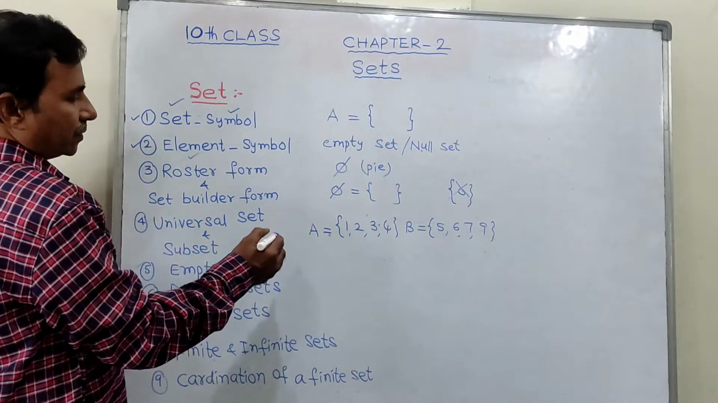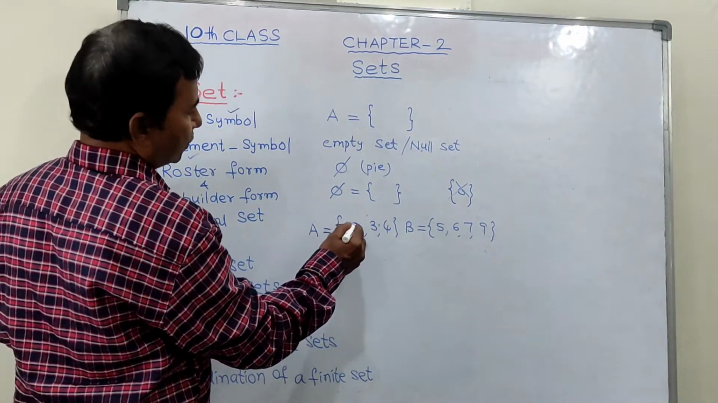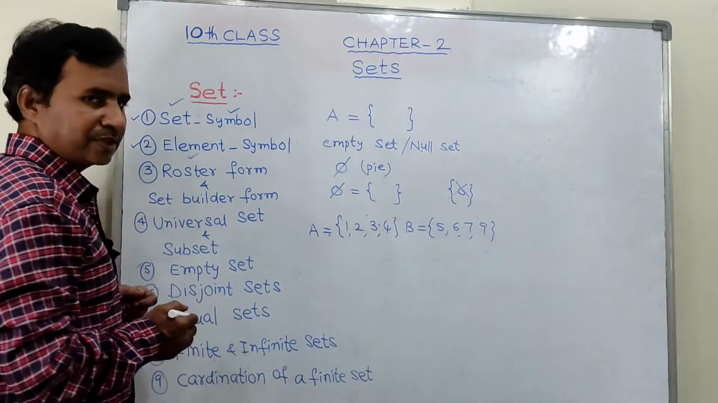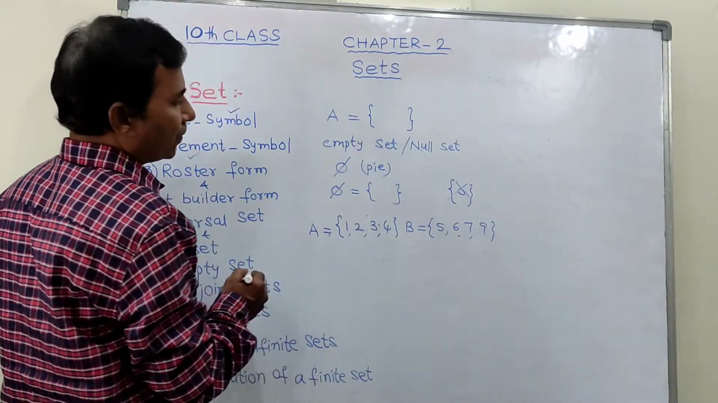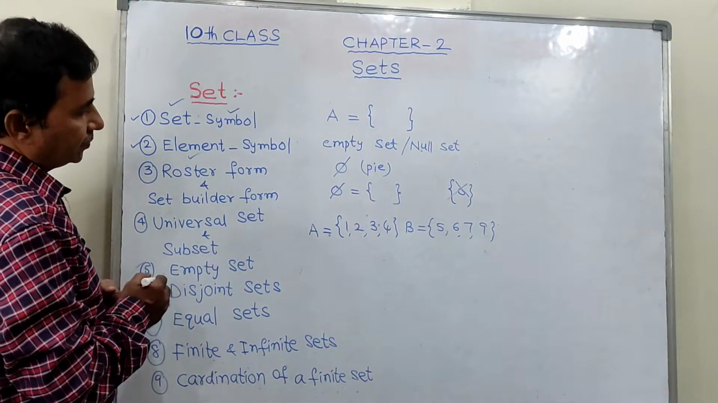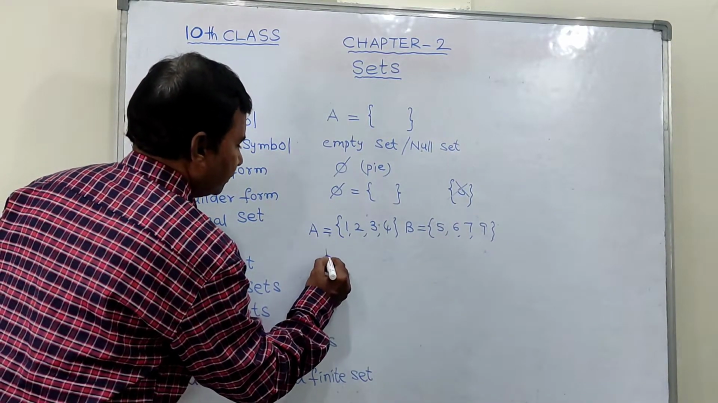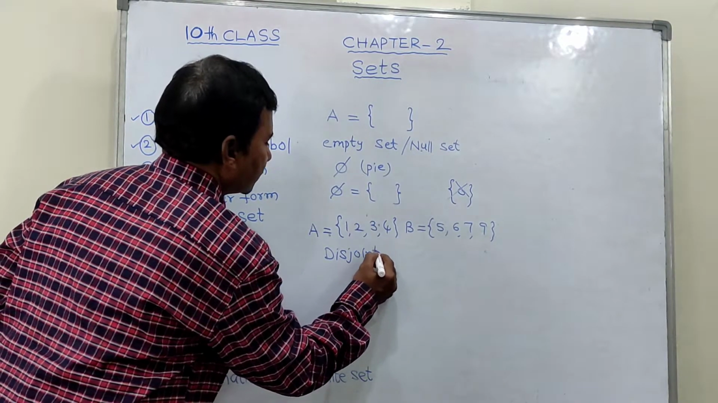If you observe, are there common elements between these two? 1 2 3 4, there 5 6 7 9, no common, no similarity is there. So, whenever two sets are not having any common element, those two are called as disjoint sets. These are called disjoint sets.